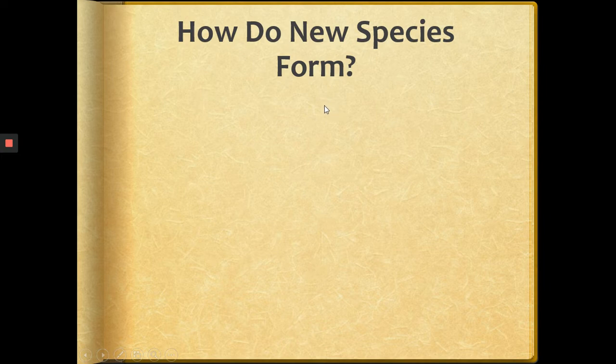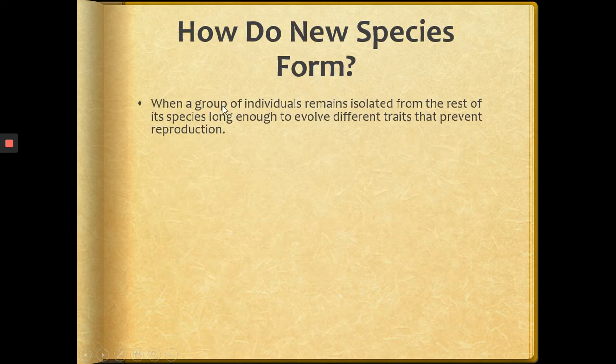So starting on page 372, we're going to look at how new species form. Okay. So when a group of individuals remains isolated from the rest of its species for long enough, they start to evolve different traits, okay, like we talked about in lesson 2, okay, and eventually they become so different from the species that they branched off from that it prevents them from being able to reproduce and produce fertile young.